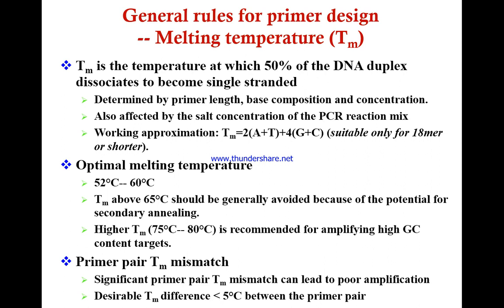Primer pair Tm mismatch. Significant primer pair Tm mismatch can lead to poor amplification. Desirable Tm difference is less than 5 degrees centigrade between the primer pair. The two primers' temperatures must not differ by more than 5 degrees centigrade.